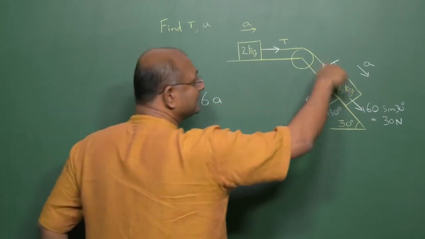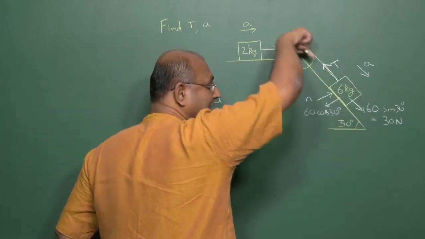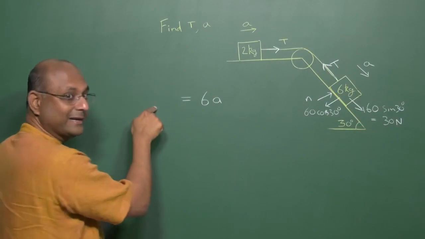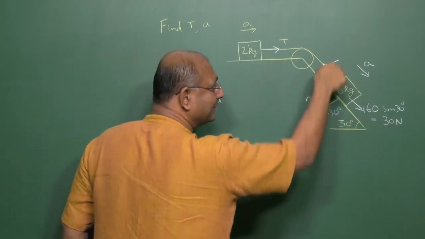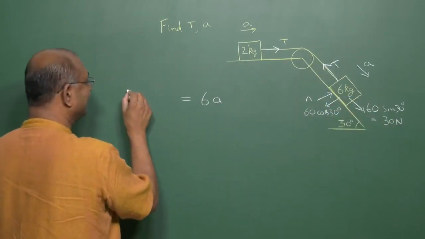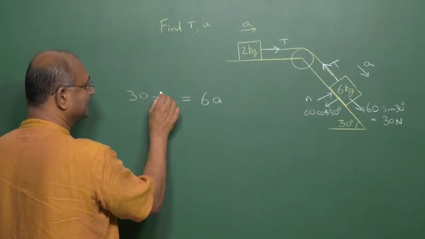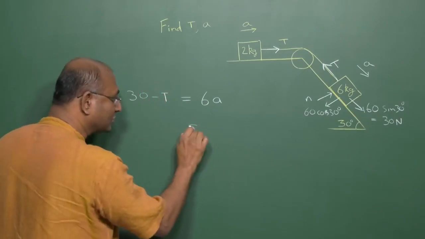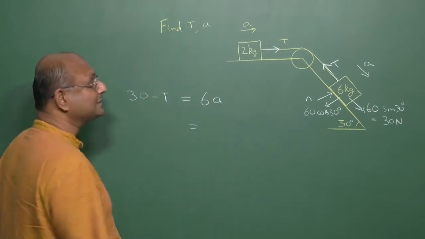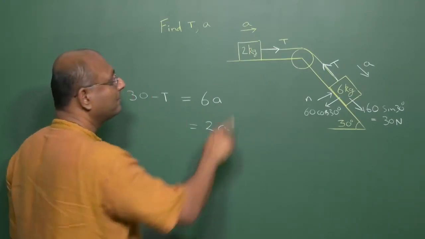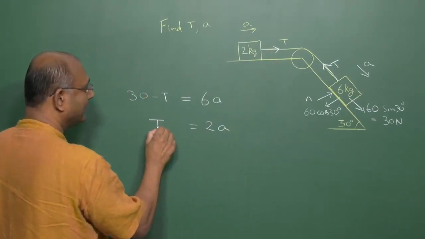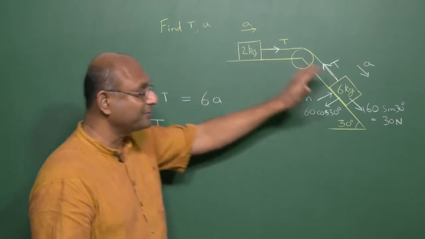Okay. So right now, 6 into A, mass into acceleration in this direction. What should I write here? 30 minus T. Not T minus 30. 30 minus T because the acceleration is pointing that way. So 30 minus T. Don't stop here. Write the equation for this. For this, 2 into A must be, there's only one force, so T.